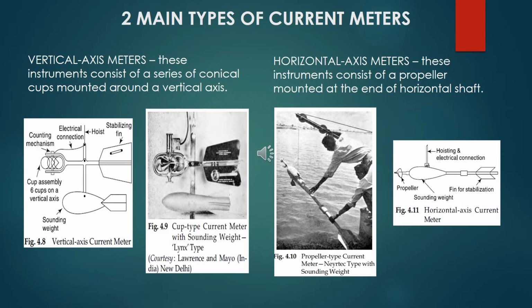Two main types of current meters. Vertical axis meters. These instruments consist of a series of conical cups mounted around a vertical axis. And horizontal axis meters. These instruments consist of a propeller mounted at the end of a horizontal shaft.